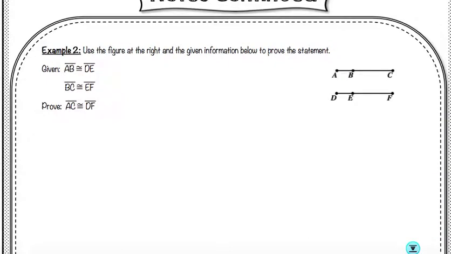Okay, we have another example. This is the last one. It says, use the figure at the right and the given information below to prove the statement. So we're going to write a proof. We're going to have statements, and we're going to have reasons.